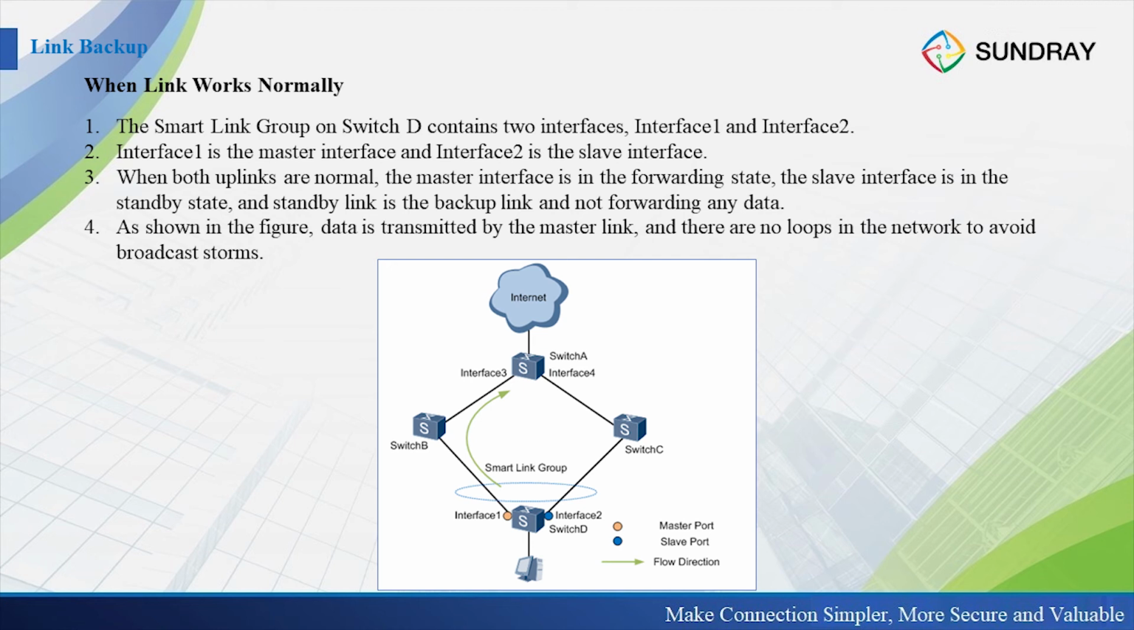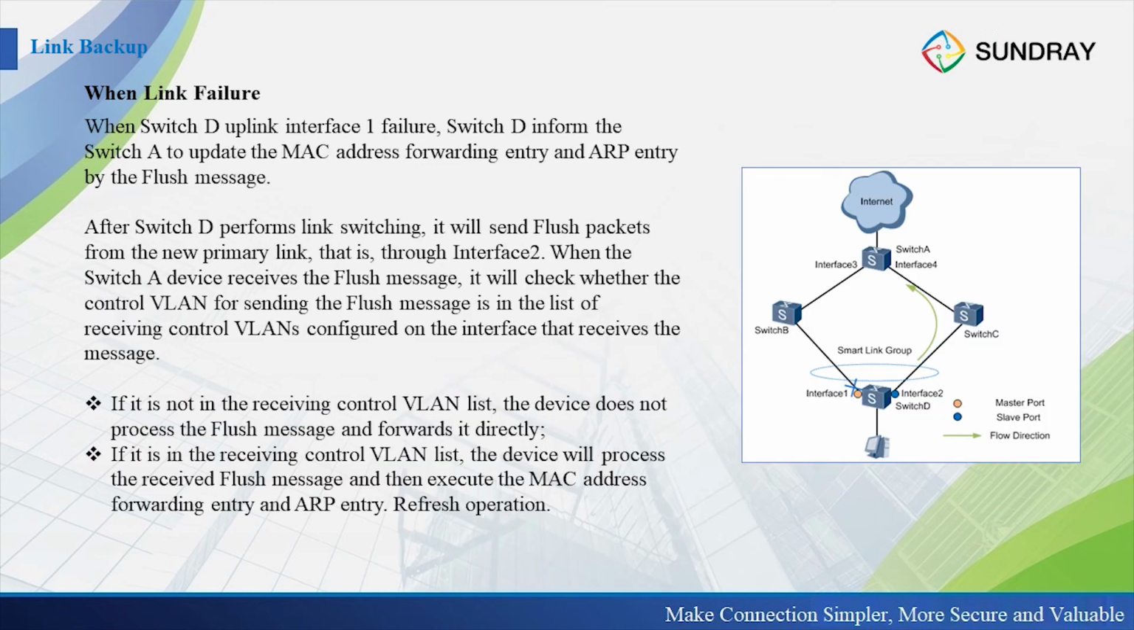But what if there is some problem in the uplink? For example, interface one has a problem and is shut down. Interface two acts as the backup of interface one. So when interface one has a failure, the backup interface two will be enabled and will forward the data.